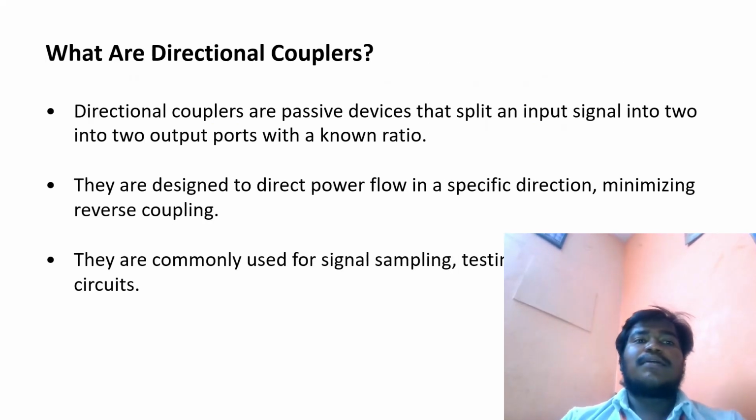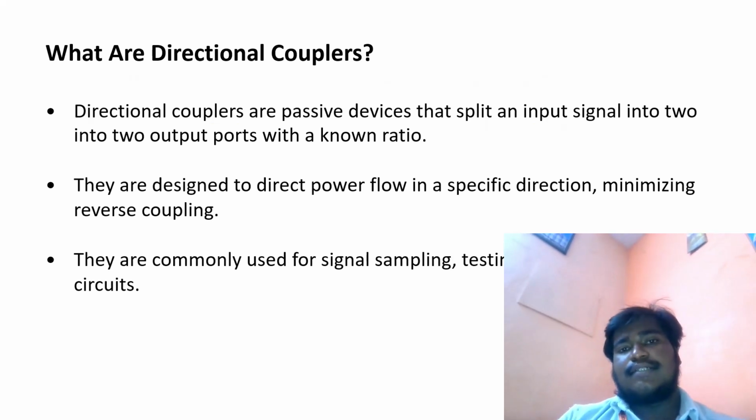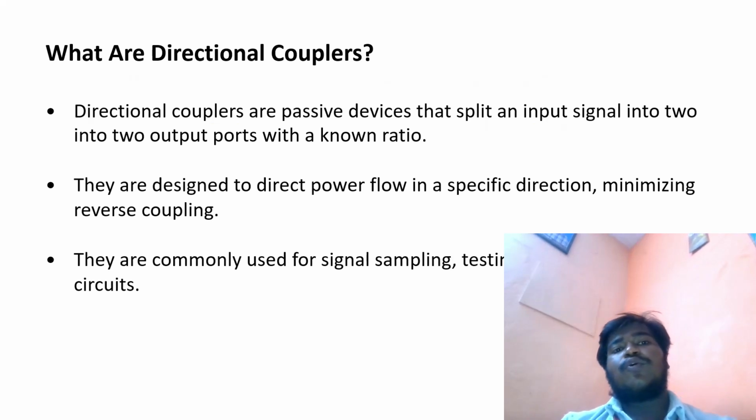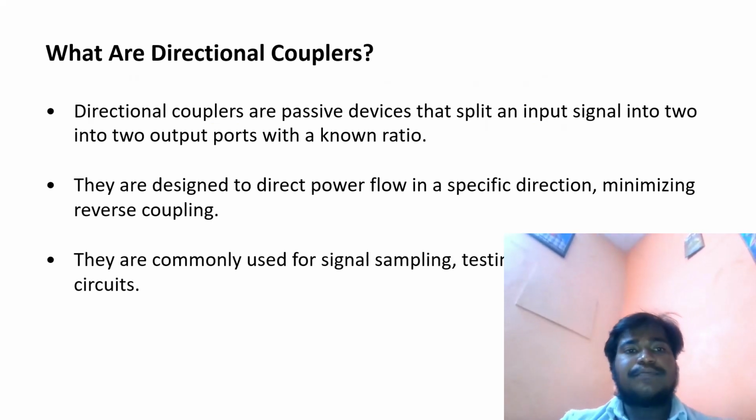What are directional couplers? Directional couplers are passive devices that split an input signal into two output ports with a known ratio. They are designed to direct the power flow in a specific direction, minimizing reverse coupling. They are commonly used for signal sampling, testing, and isolation in radio frequency circuits.